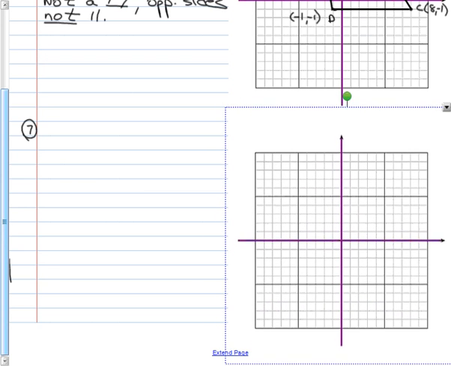Number 7, we're graphing again. -5, 4 is W. X is 3, 4.